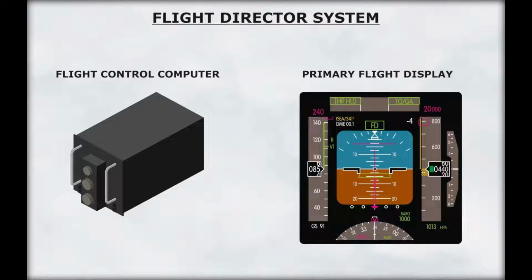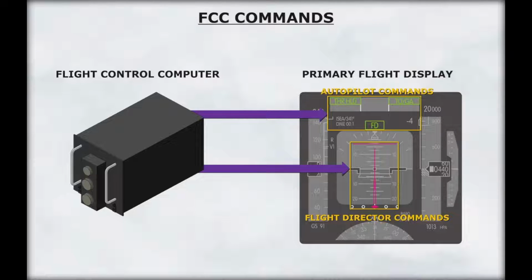We will look at an overview of the Flight Director System. The Autopilot and Flight Director are basically one system. In addition to providing autopilot commands, the flight control computers, or FCCs, also position command bars. The autopilot and flight director can be used together or separately.